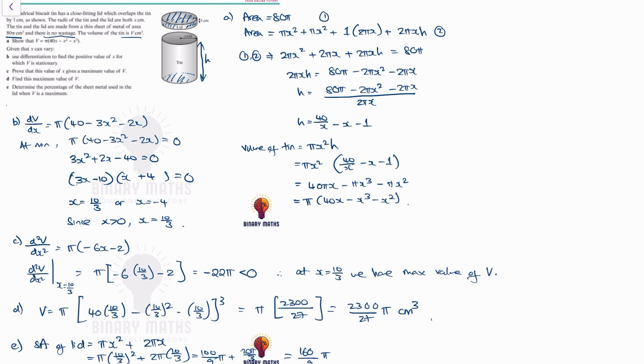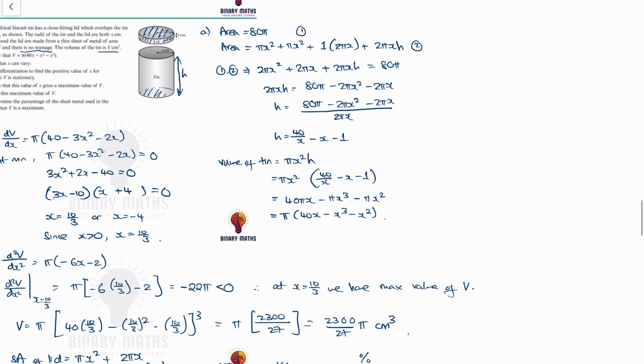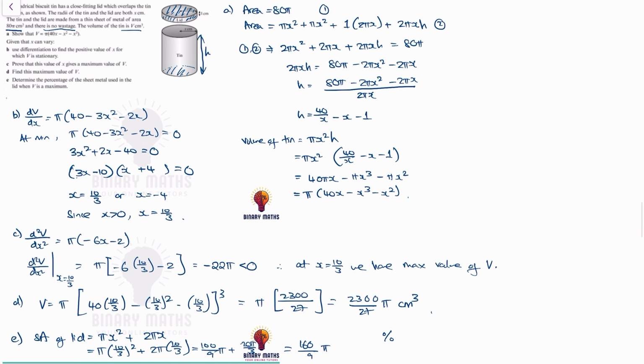So percentage of metal used will be equal to 160 over 9 pi divided by the total, which is 80 pi, which we were given, times by 100, which gives us 22.2222 and so on, which is equal to 22.2 recurring percent of metal used in lid. And that would be it.